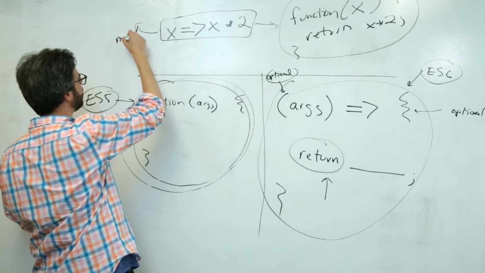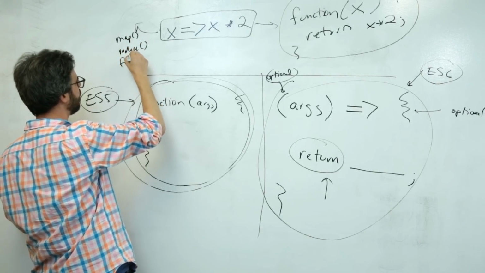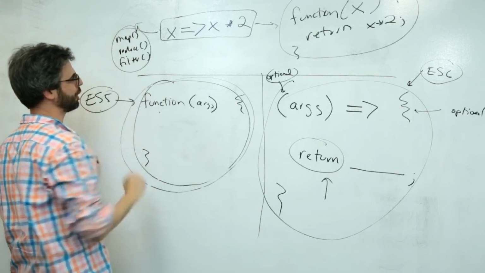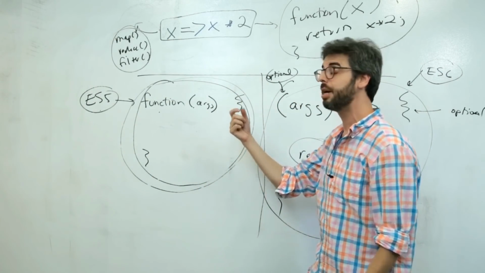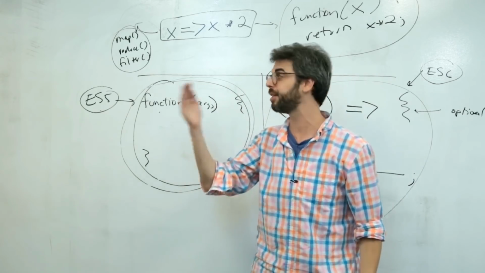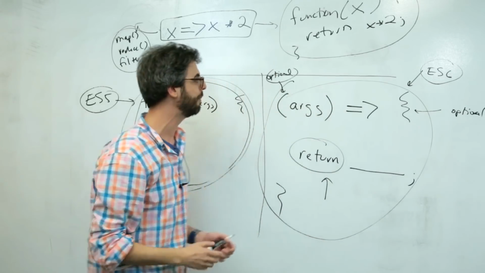If we look at functions like map, reduce, and filter, these are array functions that you can use to perform operations. If I wanted to double the value of every element in an array, I could say map and give it this, and it's just going to happen in a nice and concise way.